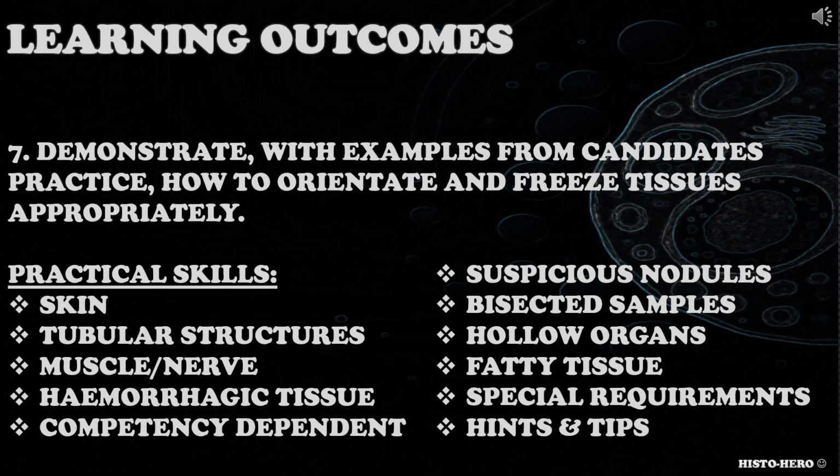The seventh learning outcome is for the candidate to demonstrate, with examples from candidate's practice, how to orientate and freeze tissues appropriately. How would you orientate and freeze tissue appropriately? Consider orientation of skin, tubular structures, muscle and nerve biopsies, suspicious nodules, fatty tissue, hemorrhagic tissue, samples that have been bisected. Also consider any special requirements samples can have and helpful hints and tips if you have some. Again, this is highly training and competency dependent.